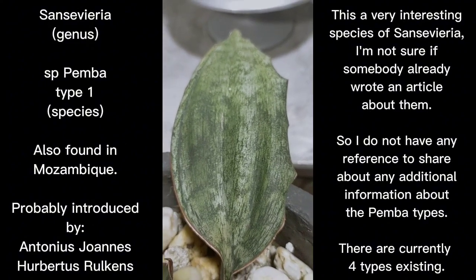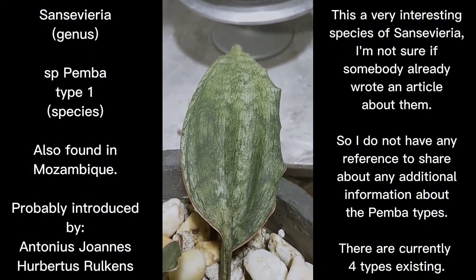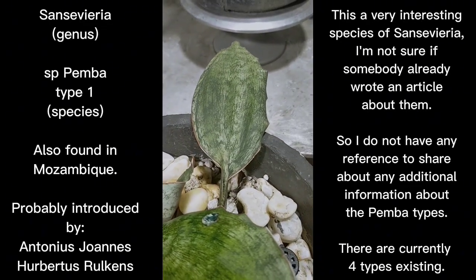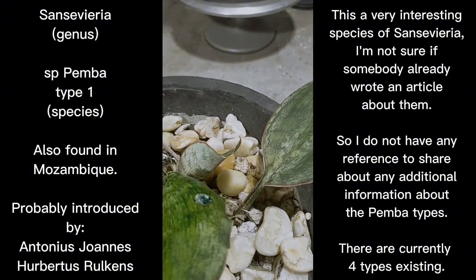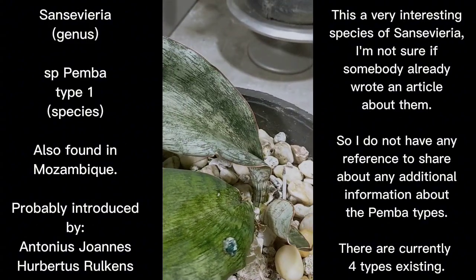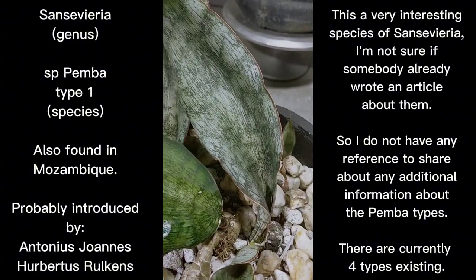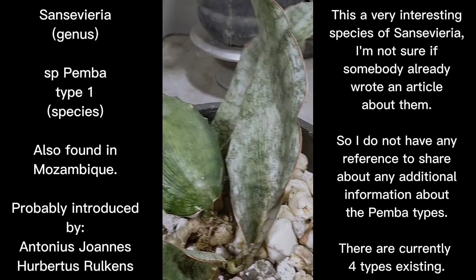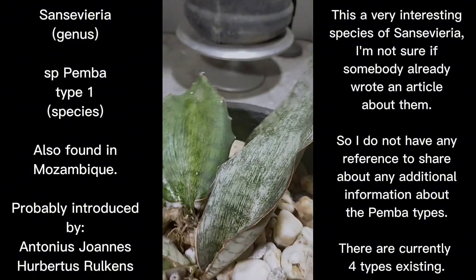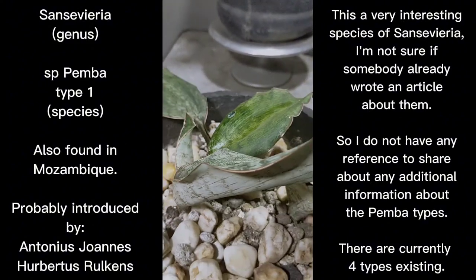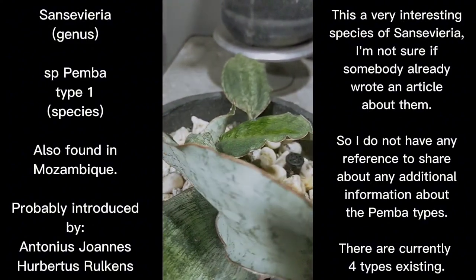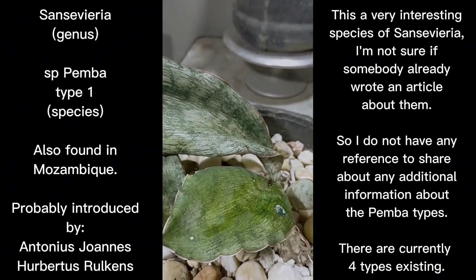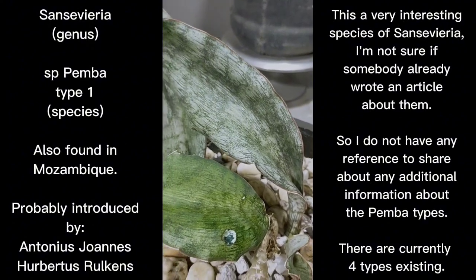For this episode, we're going to feature another unconfirmed species of Sansevieria, and this particular species has no collection number and is just known by the type location from where it is found. This is actually the first one that came out and was introduced. It is tagged in the market as Sansevieria SP Pemba type 1.